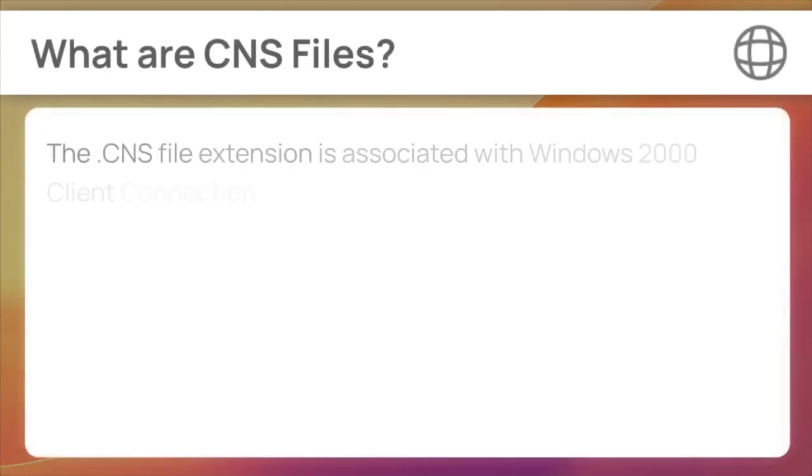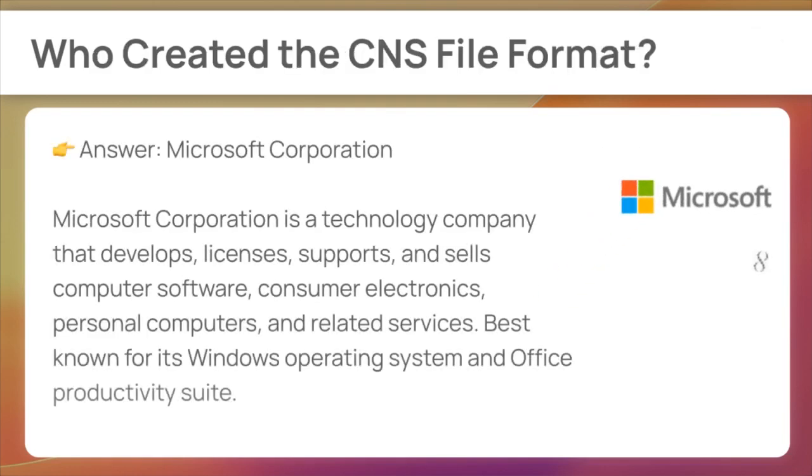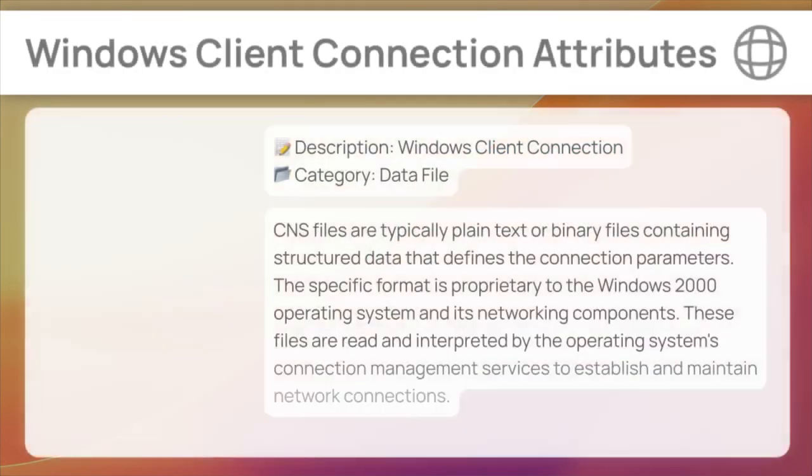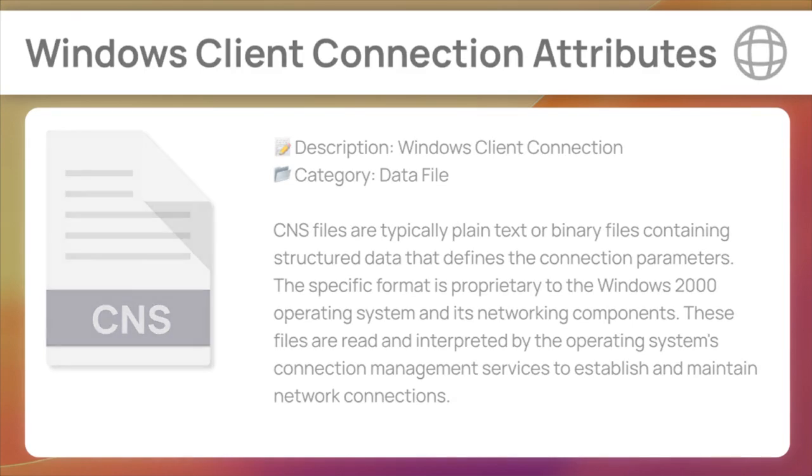The CNS file extension is associated with Windows 2000 client connection settings. These files store configuration information related to network connections established by client computers running the Windows 2000 operating system. They contain parameters for network protocols, security settings, and other connection-specific configurations. CNS files are typically plain text or binary files containing structured data that defines the connection parameters. The specific format is proprietary to the Windows 2000 operating system and its networking components. These files are read and interpreted by the operating system's connection management services to establish and maintain network connections.